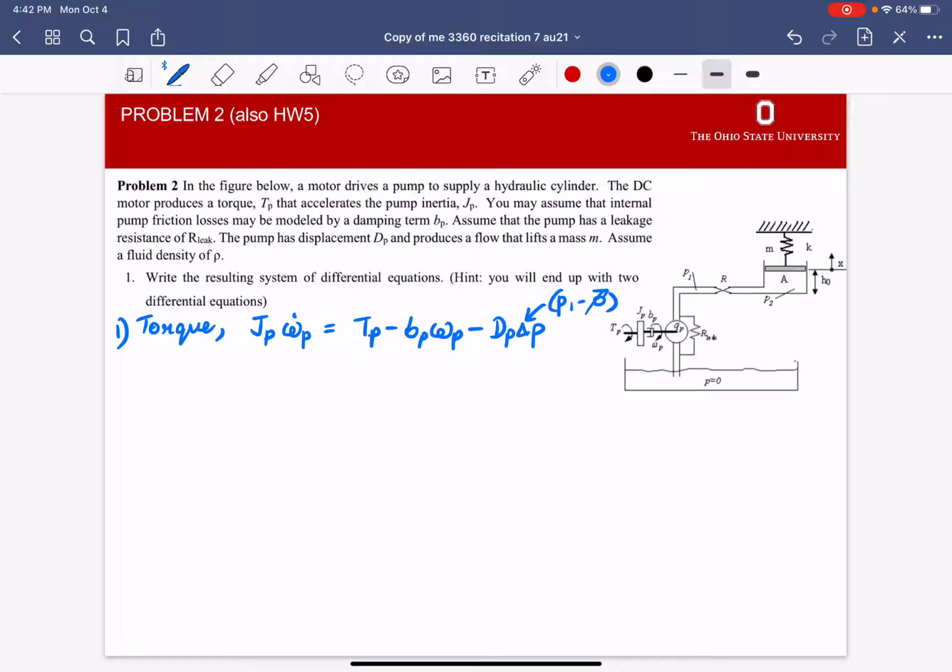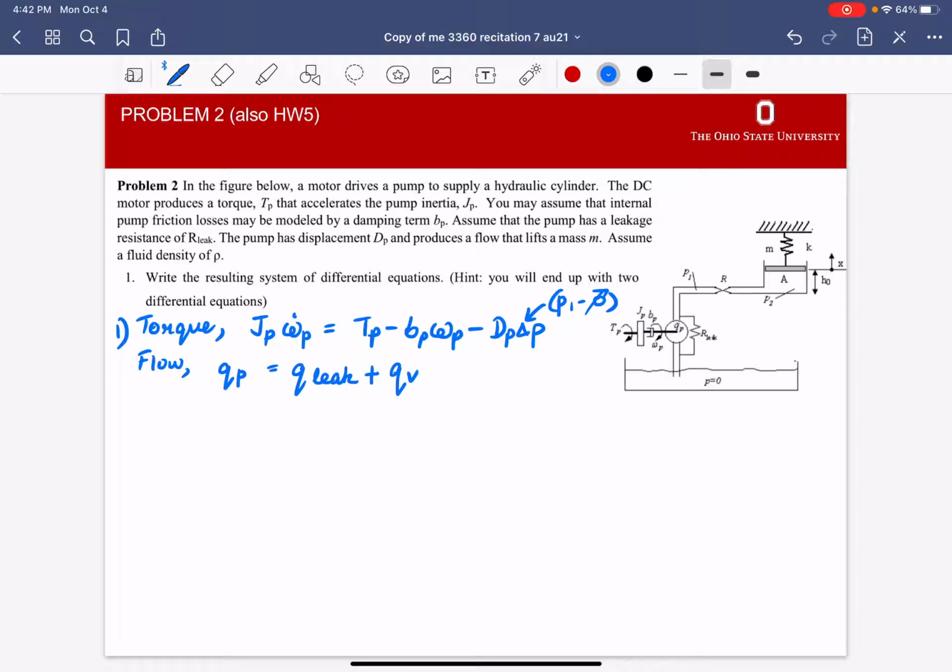All right, now let's move on to our flow equation. Here I'm calling Qp the amount of flow that's coming out of the pump, which is equal to Q leak, since some of the flow is leaking back into the pump, plus Qv. And Qv is nothing but the flow that's going out over here, and finally causing the piston to rise. So that's what I'm calling Qv.